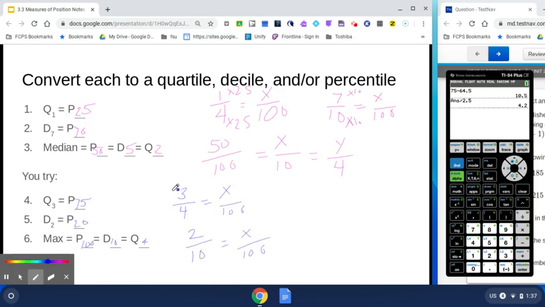Okay, the first example, the 3rd quartile is 3 out of 4. That corresponds to 75 out of 100, so the 75th percentile. Decile 2, 2 out of 10, corresponds to 20 over 100, so the 20th percentile. And then thinking about the maximum value, that is the highest value in a data set. So the largest percentile would be 100, the largest decile would be the 10th decile, and the largest quartile would be the 4th quartile.